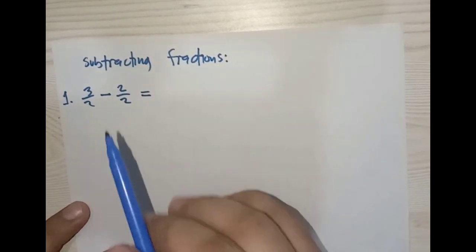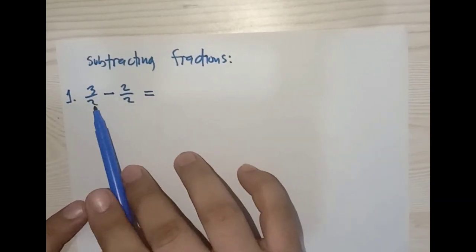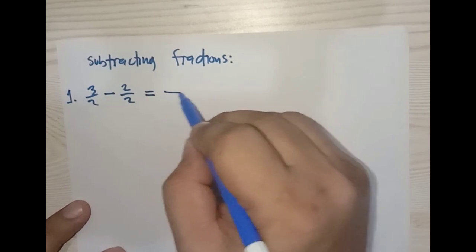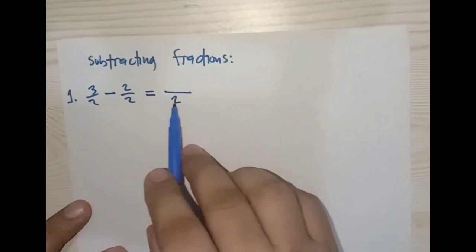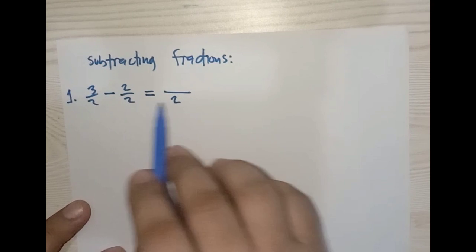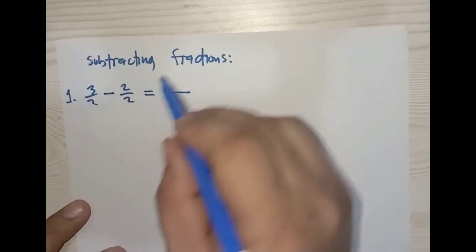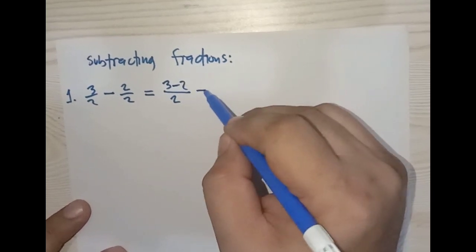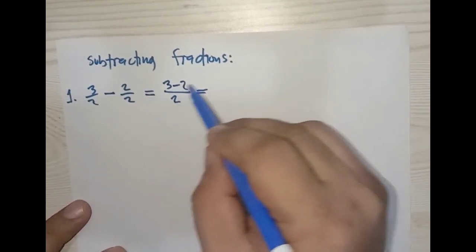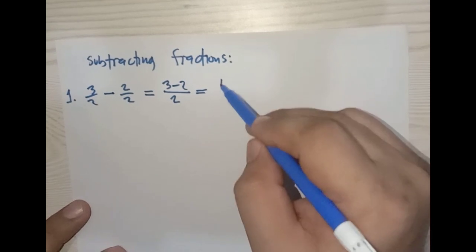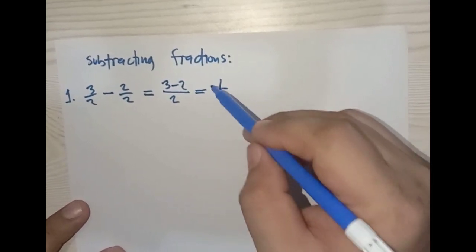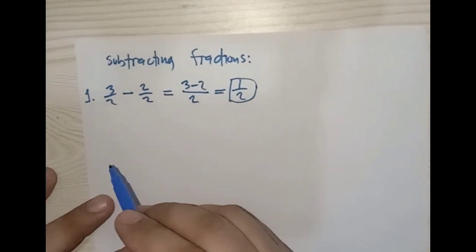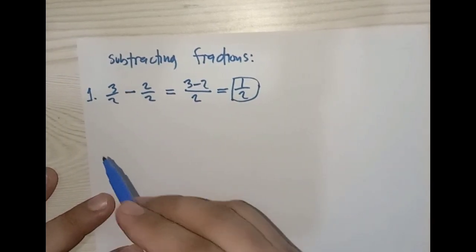Sinusubtract natin. So, pag nakita natin similar yung denominator nila, ang unang gagawin natin is copy the common denominator na is 2. So, copy lang natin yan. And then, yung sa taas is isusubtract natin. 3 minus 2 is 1/2. So, our answer is 1/2. Okay? So, ganun lang siya kadali yung subtraction.